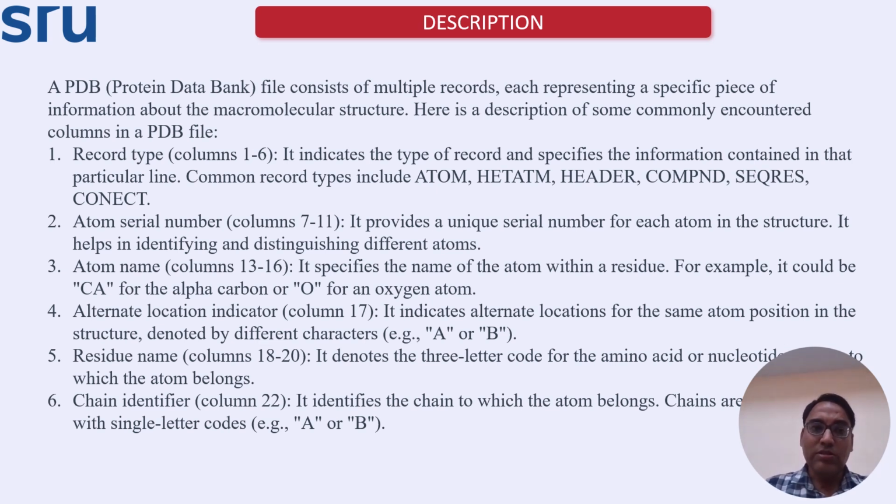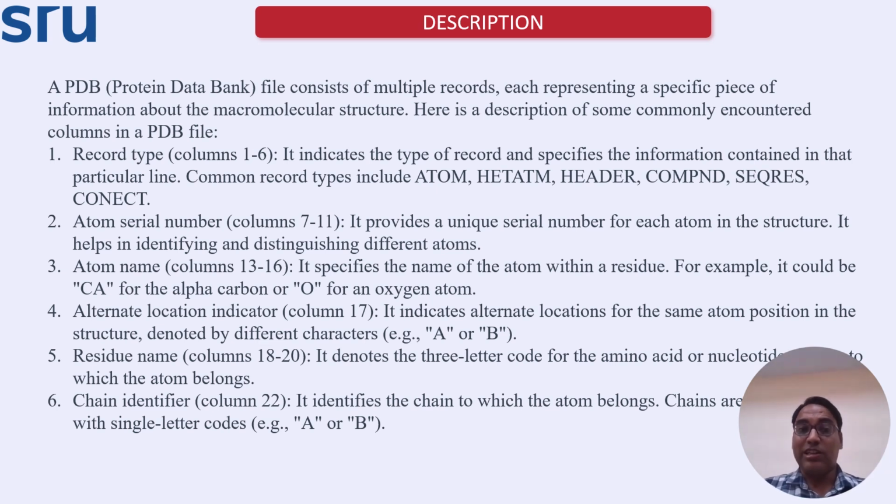The first six columns, columns 1 to 6, encode the record type. If it is ATOM, it is any atom. HETATM is specially meant for ligands. Then the HEADER shows the important parts, the compound, what that compound altogether is for which the atom is denoted. SEQRES is the sequence of residues, and CONECT shows the important bonds.